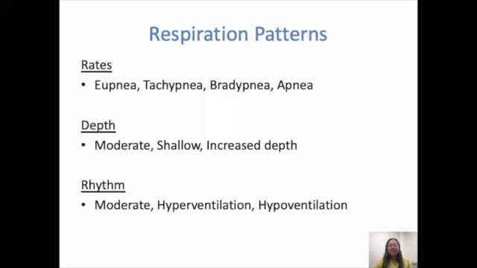Tachypnea is when it is too fast, just like if your heart is beating too fast, we use the term tachycardic. With breathing, we call it tachypnea. Bradypnea means the rate of your breathing is lower than normal. And then apnea, when we have periods of breathing in a normal pattern, and then we have pauses, and then breathing again, and then pauses. So it's a very irregular rate.